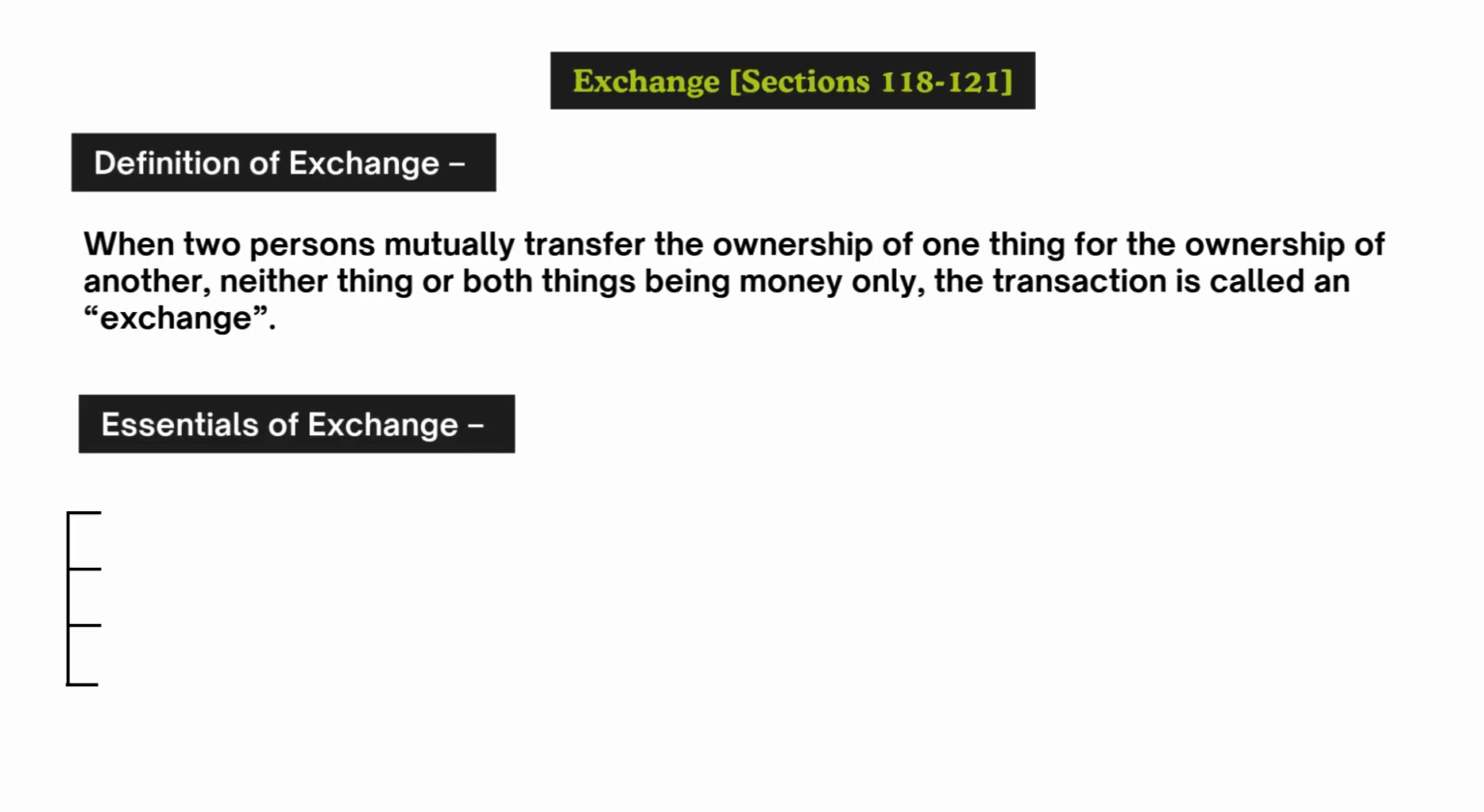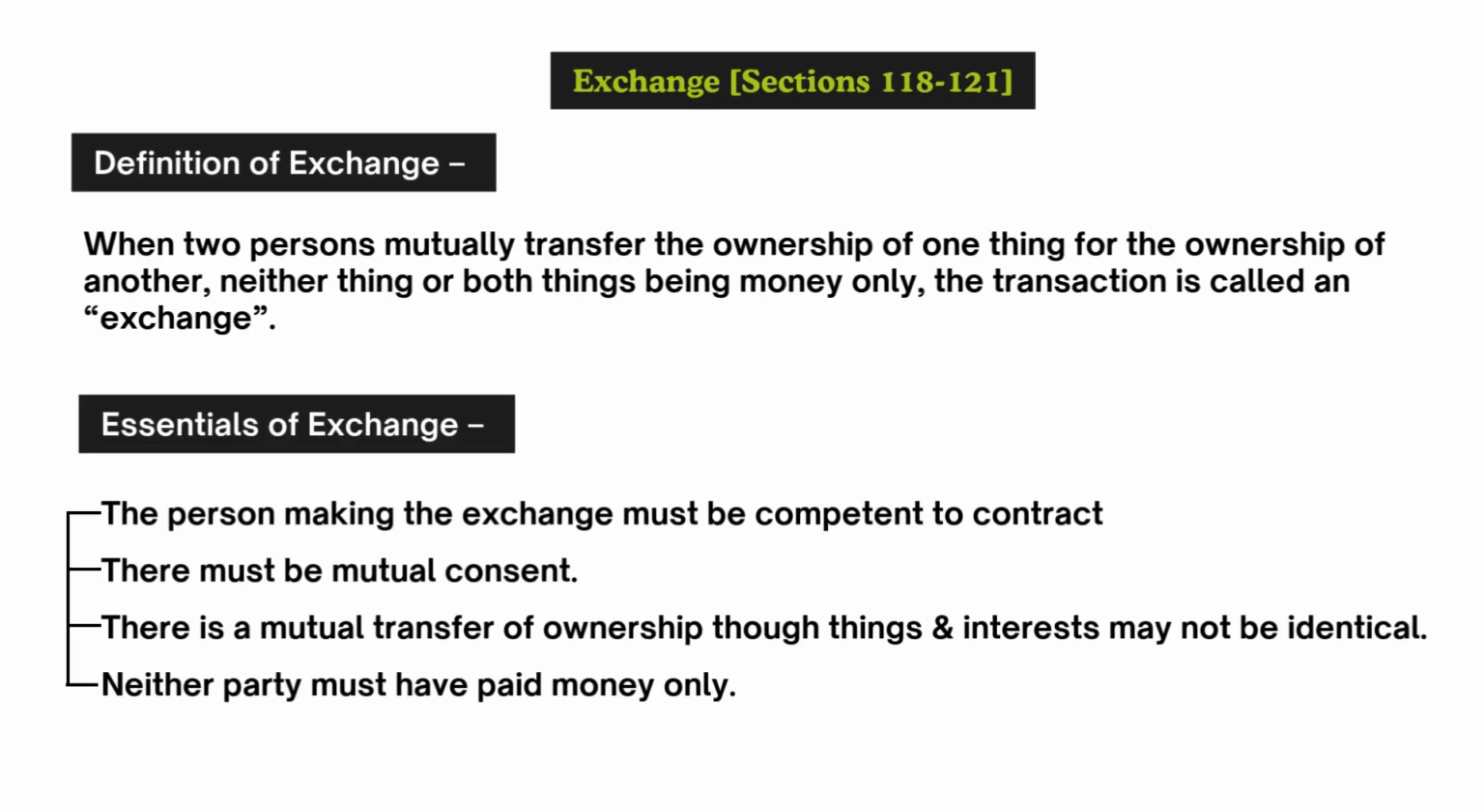Next, exchange. Sections 118 to 121. Definition of exchange. When two persons mutually transfer the ownership of one thing for the ownership of another, neither thing nor both things being money only, the transaction is called an exchange. Essentials of exchange. The person making the exchange must be competent to contract. There must be mutual consent. There is a mutual transfer of ownership, though things and interests may not be identical. Neither party must have paid money only.